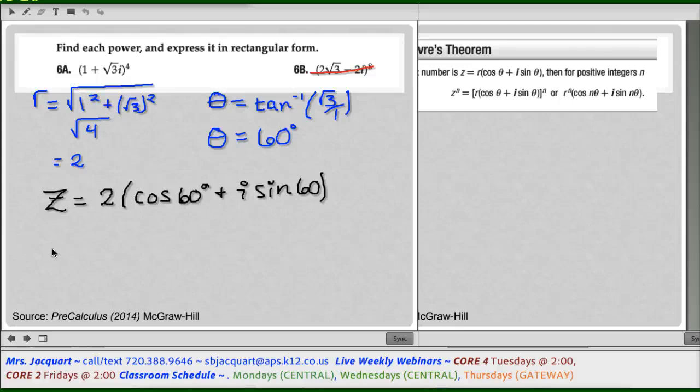Okay, and when we raise it to the 4th power, we're going to insert a 4 in all those locations. So this becomes 16 cosine, what's 4 times 60? 240, plus i sine 240.